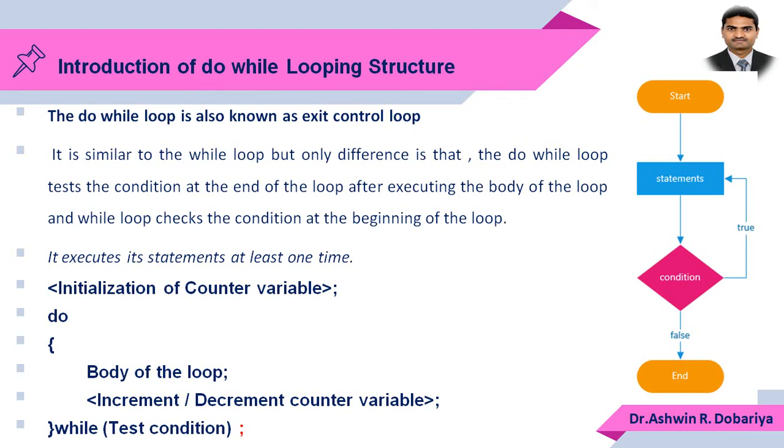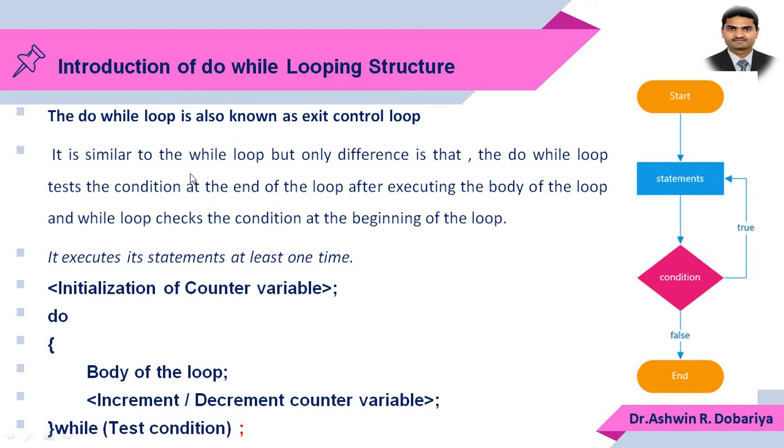Entry control means the loop will check the condition first, and if the condition becomes true then it executes its body. But exit control loop means the loop first executes the body, or you can say the block of statements. After the execution of the body, it will check the condition, and if the condition becomes true then it will repeat the execution of the block, again check the condition, and again repeat the same thing. This concept is known as exit control. Exit means after execution of the block it will check the condition.